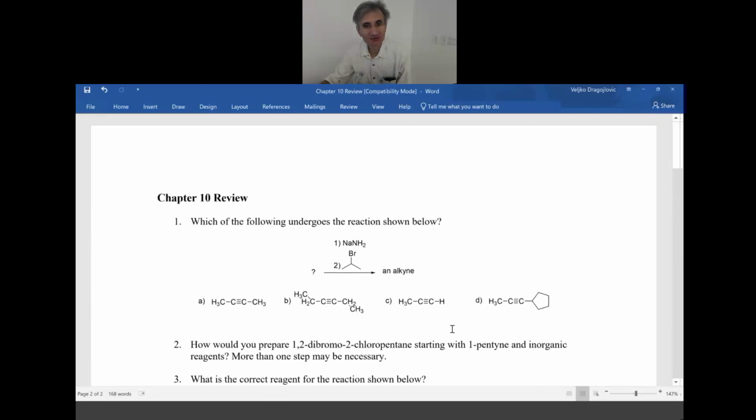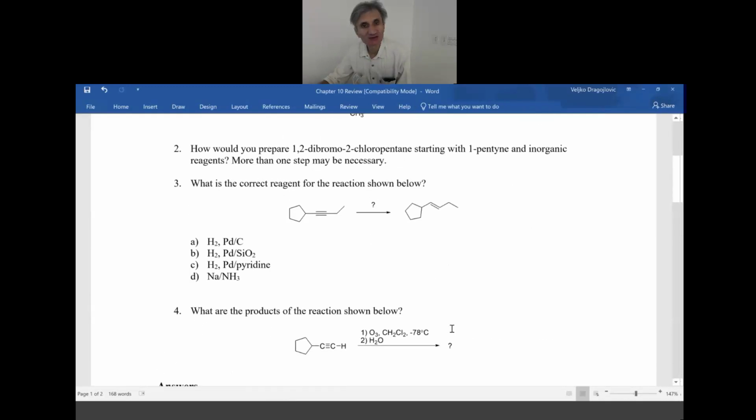Before I move on to question number 3, let me check if there are any questions. Could the steps for number 2 be reversed? They could be reversed for number 2, but what I told you is better. It's better to do HCl and then Br2.